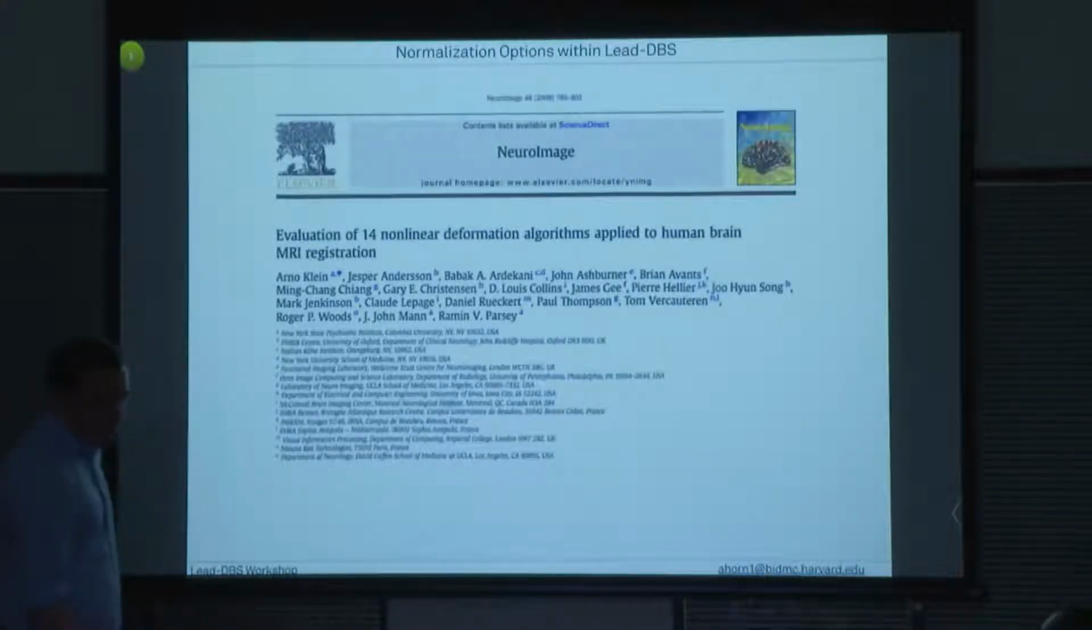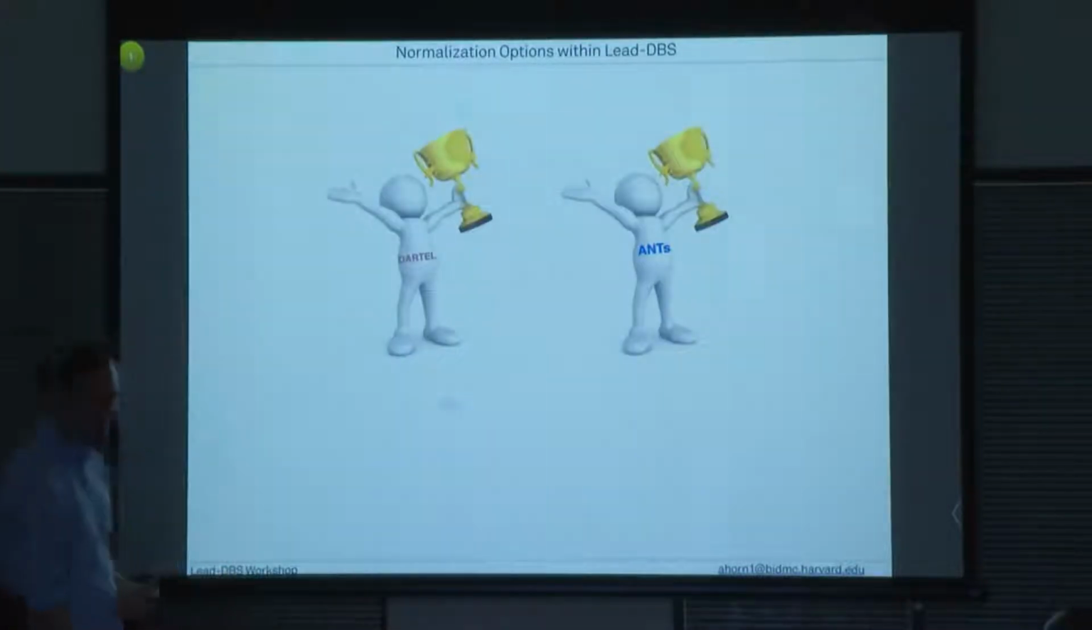And there's one really important study in the literature that tried to compare the registrations, so nonlinear registrations for the cortex, so not for the STN, but for the cortex. And it's been cited really over 1,000 times, by Arno Klein, and what they concluded was that these two methods, so the SPM data and ANS methods, were the best in that study.